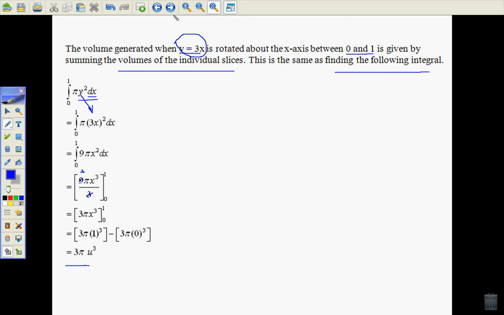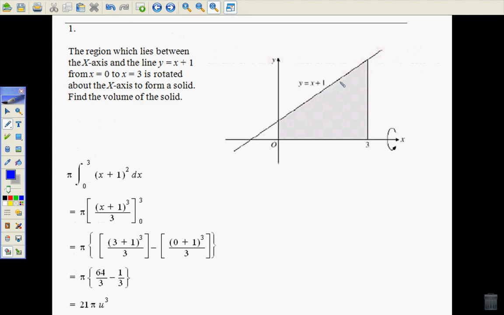Now you can check that, because it's a cone, and you will see that you get the same volume, 3 pi. So let's have a look at another example. This will give us what we call a truncated cone, because the end would be cut off. So we're going between the x-axis, the curve y equals x plus 1, and x equals 0 and 3, rotated around the axis. The volume so formed would be given to us by this.